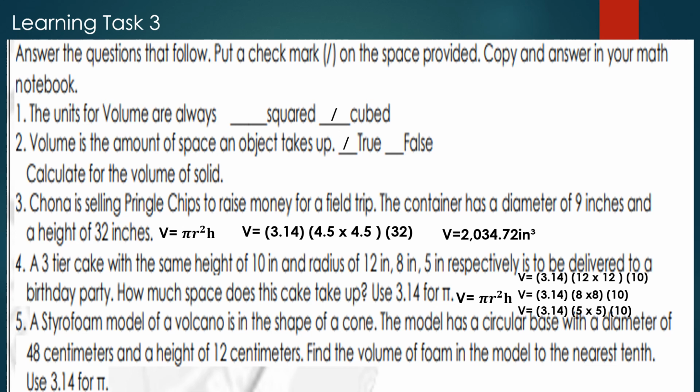A styrofoam model of a volcano is in the shape of a cone. The model has a circular base with a diameter of 48 centimeters and a height of 12 centimeters. Find the volume of cone in the model to the nearest tenth. Use 3.14 for pi.